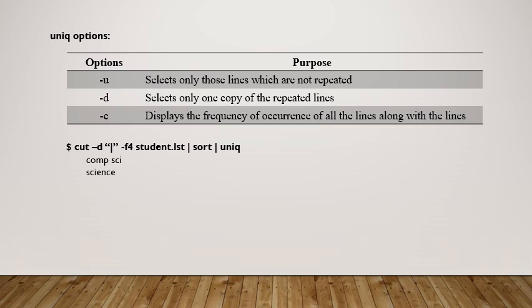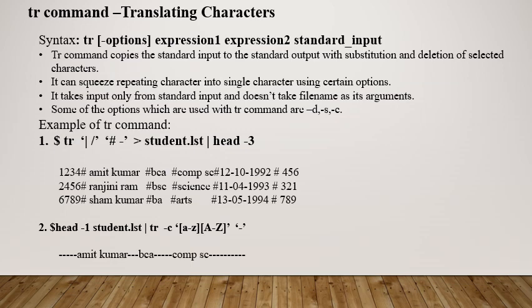What example have I used with the tr command? As you can see here, tr with the delimiter /, then within single quotation marks hash and hyphen. I'm using these with the student.list file, and it is piped with the head command, with -3. Head with -3 is the count of lines; it's going to display the first three lines of the student.list file.